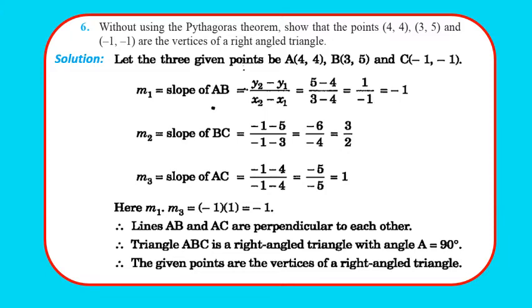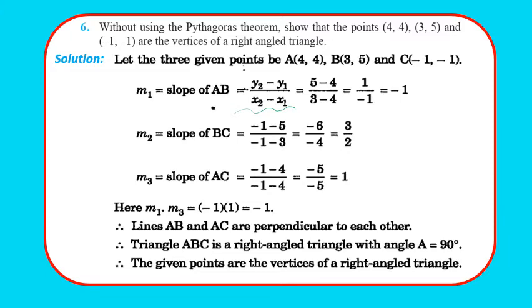So M1, the slope of AB, is equal to y2 minus y1 upon x2 minus x1. Two points are known, so we can find the slope. So we get 5 minus 4 upon 3 minus 4. Slope of AB is equal to -1. Similarly, M2, slope of BC, will be -1 minus 5 upon -1 minus 3, which is equal to 3 by 2. And M3, slope of AC, will be equal to -1 minus 4 upon -1 minus 4, which is equal to 1.